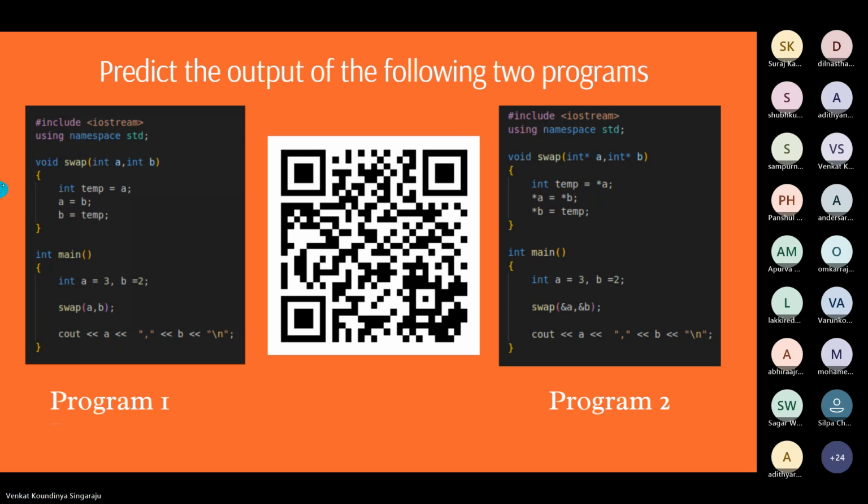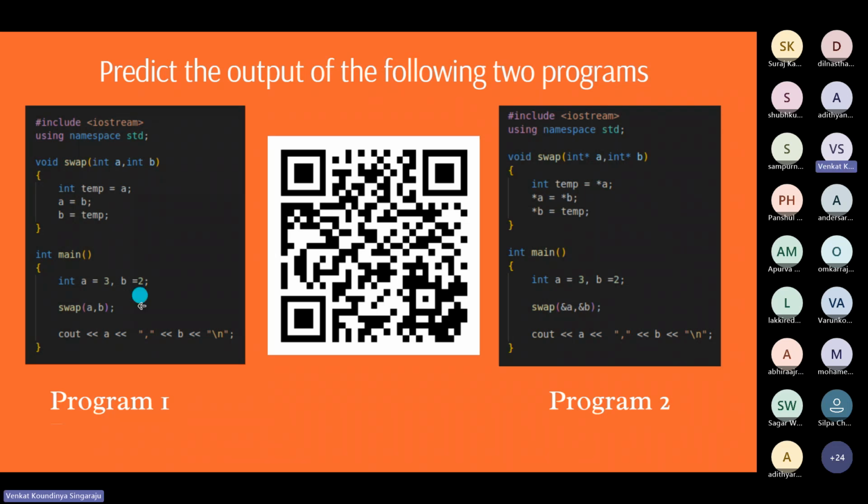So now what does the swap function do? It takes two parameters A and B. It equates temp to A. So here your A was 3, so temp becomes 3. Now A becomes B, you're assigning B to A, so A becomes 2, and B, you're assigning temp to B. So B becomes 3.